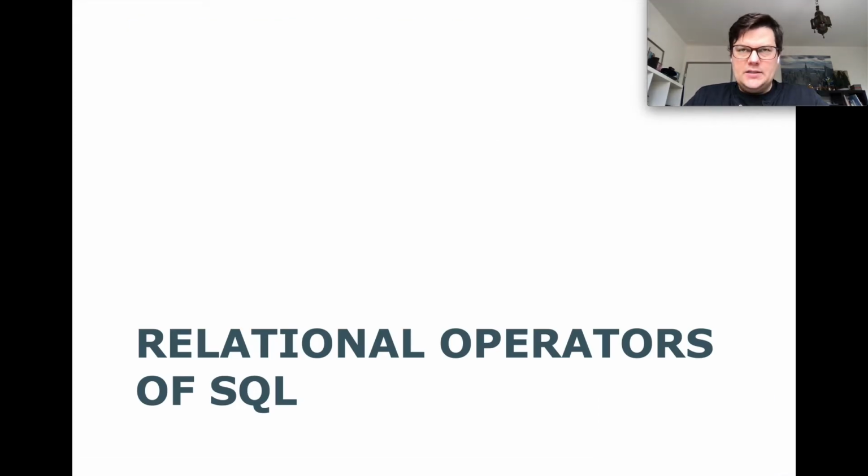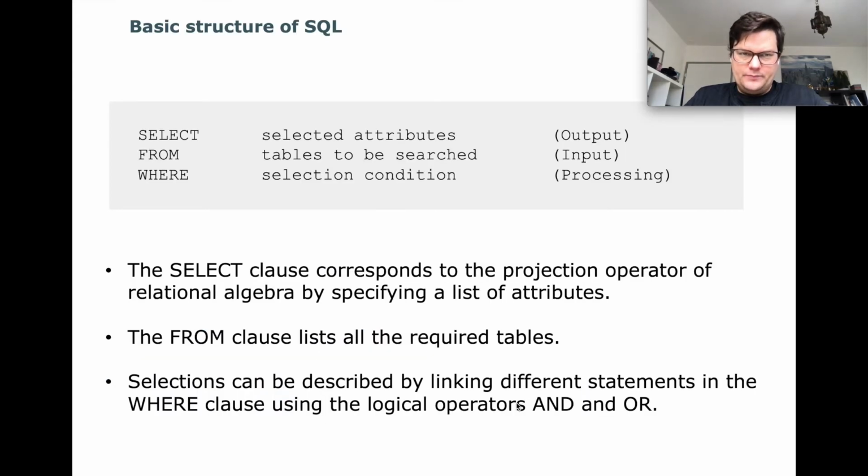Okay, so let's see what kind of relational operators there are in SQL. The first one, or the basic structure, is select, from, and where. Three English keywords where you indicate the attributes you would like to select, or columns from a table. You indicate the table to be searched, and you also indicate the conditions for rows of the columns. So you have an output, an input, and processing.